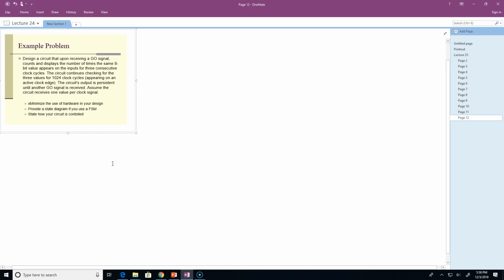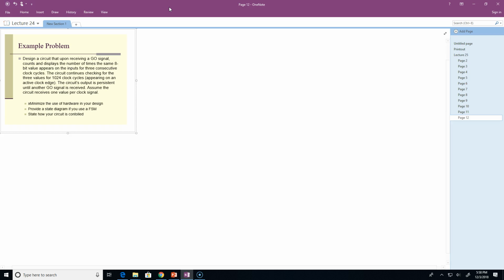So what I'm going to do here is a circuit that's waiting for a go signal, and what I'm going to do is count the number of times there are 3 consecutive equal input values. That's what I'm trying to say in this thing. And what I'm going to do is monitor 1024 input values. Okay, so I guess the first step in all these circuits is to draw the state diagram.